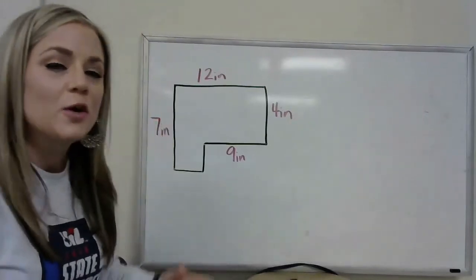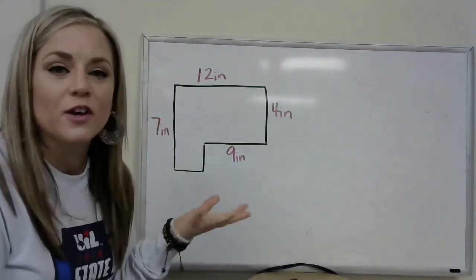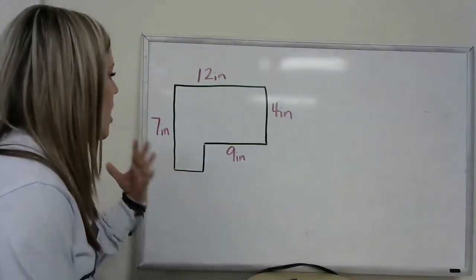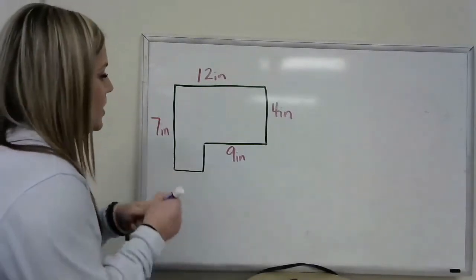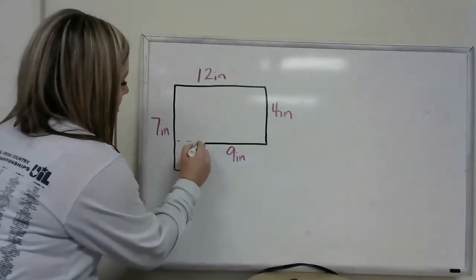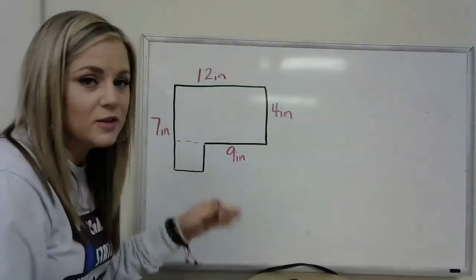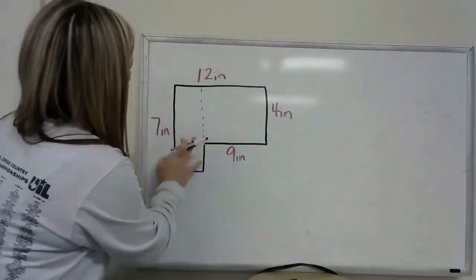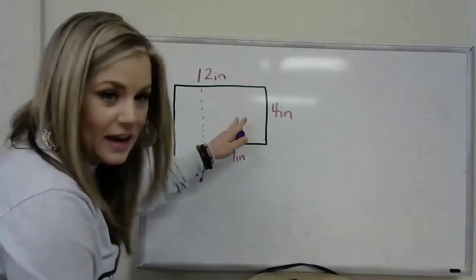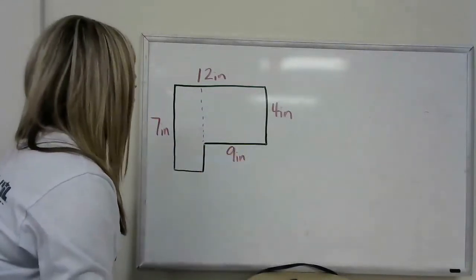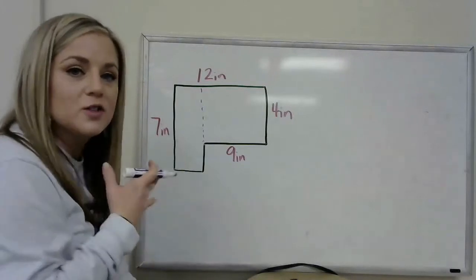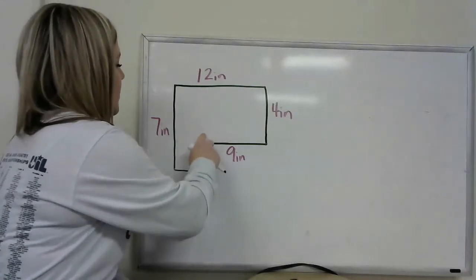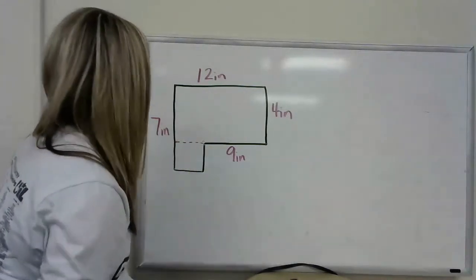All right, guys, so we're going to start with this composite figure. I figured this is the easiest one to start with so you can see. We can split it this way, find the area of this square and the area of this rectangle, or we can split it this way, find the area of this rectangle and this rectangle, and add them together. It doesn't really matter, it's whatever you want to do. We can do it both ways. Let's do it like this, just because.